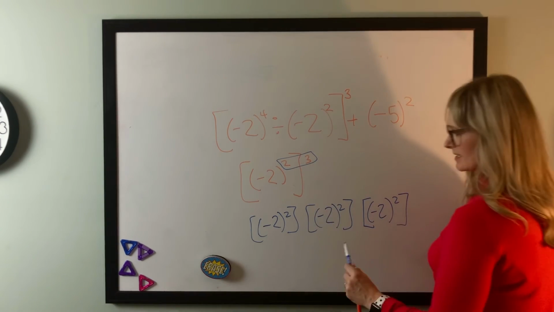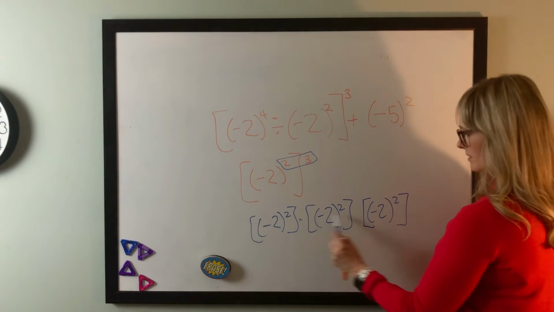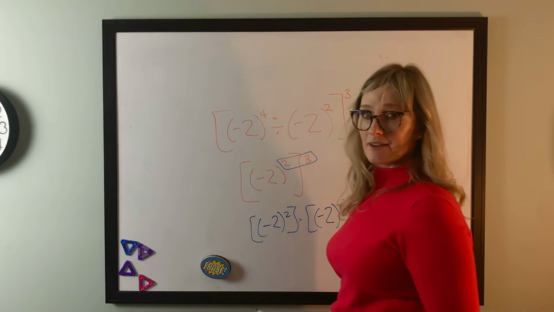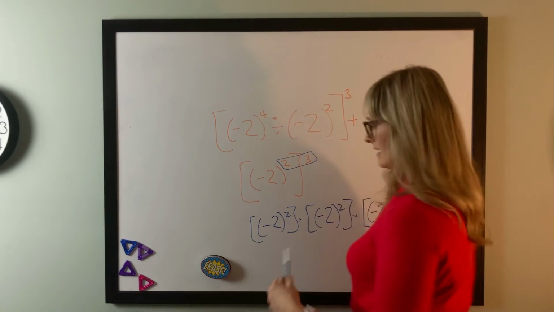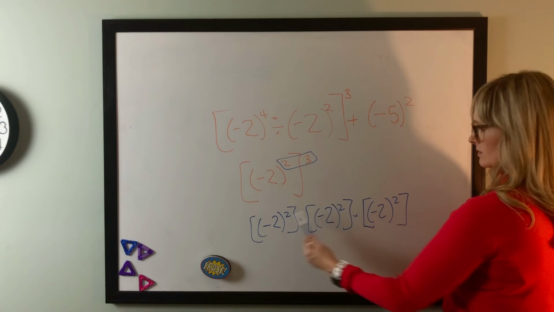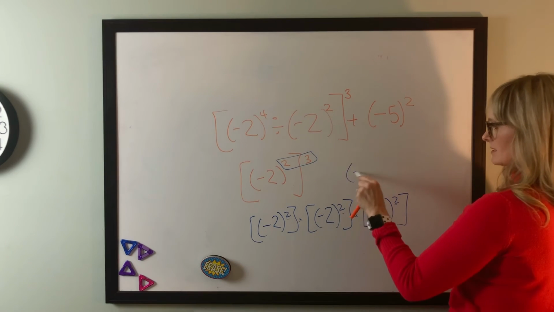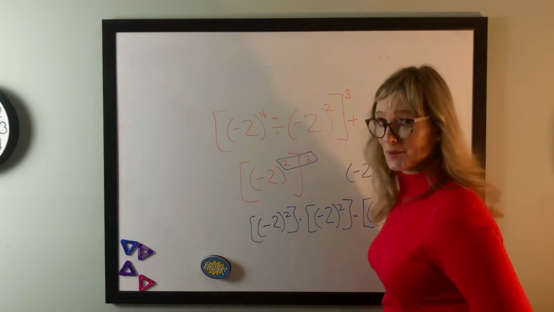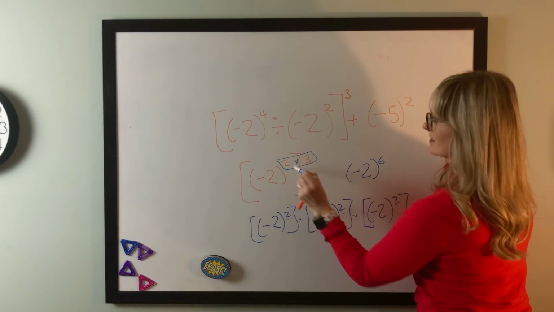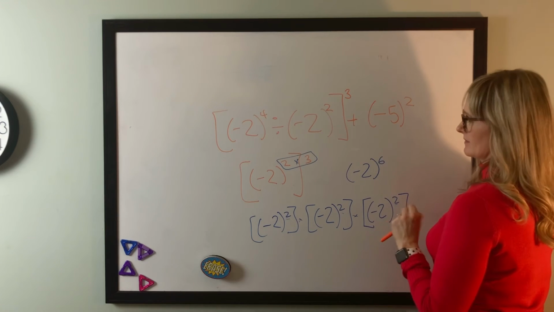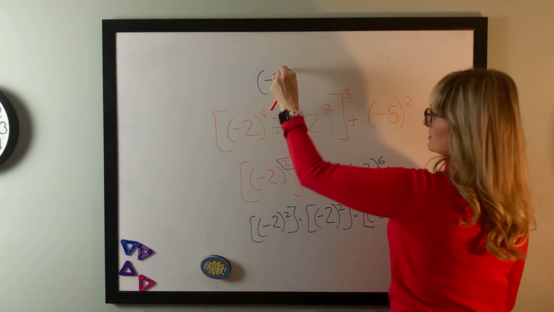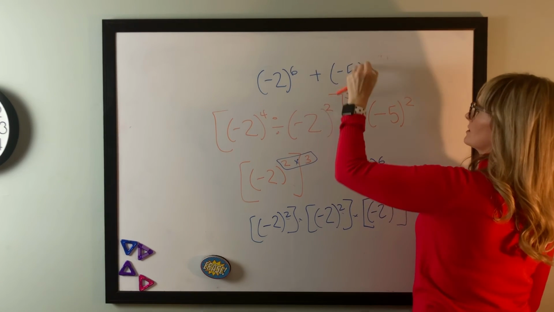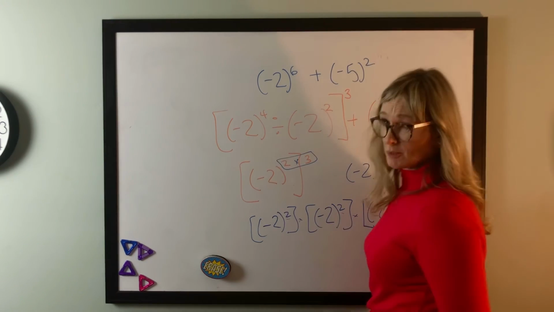So another way to say that, now we're going to have multiplying these. Well, what do you do when you multiply bases that are the same and have exponents? You add the exponents. So what's 2 plus 2 plus 2? It's 6. So this is going to end up being that. We could have saved ourselves a lot of writing and just done 2 times 3, which is 6. So now this becomes -2 to the power of 6 plus -5 to the power of 2. Now you have to actually multiply it out.